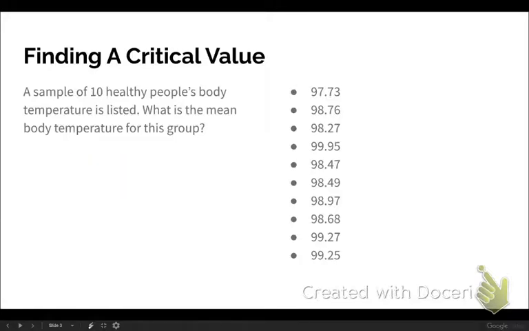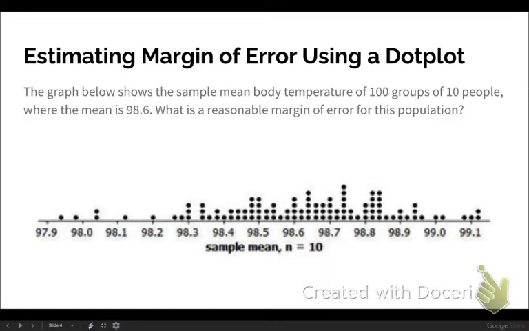Another way to show and calculate data is from a dot plot. So for this dot plot, we have all of these dots. There's 100 dots that represent groups of 10 people. And they tell us that the mean for this group is 98.6. And they want us to calculate a reasonable margin of error for this population. So basically, how closely does this group represent the global population for body temperature?